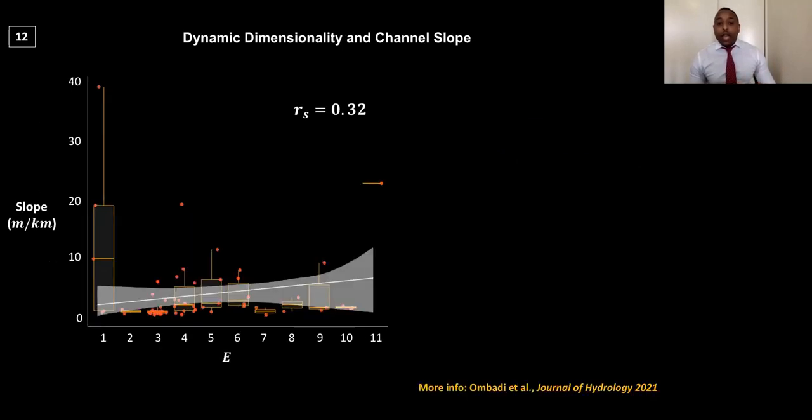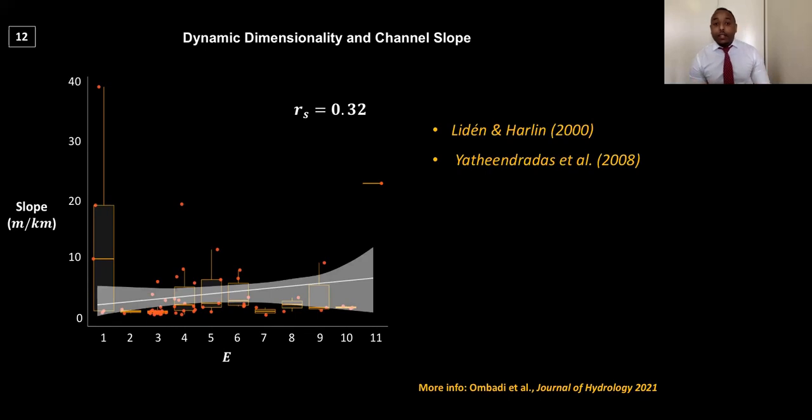Here is another relationship where we have the number of active degrees of freedom E in the horizontal axis and the slope of the main channel in the vertical axis. And you can see that there is a positive Spearman correlation coefficient of 0.32. What this means is that by holding all other variables constant, an increase in the slope of the main channel leads to a flashy response of the basin and a higher number of active degrees of freedom. And this, in part, agrees with some previous results that highlighted the difficult nature of rainfall runoff modeling in flashier basins. However, contrary to previous studies that attributed the flashy response to climatic variables, our results here show that the slope of the main channel is really the main contributor in causing this high degrees of freedom.